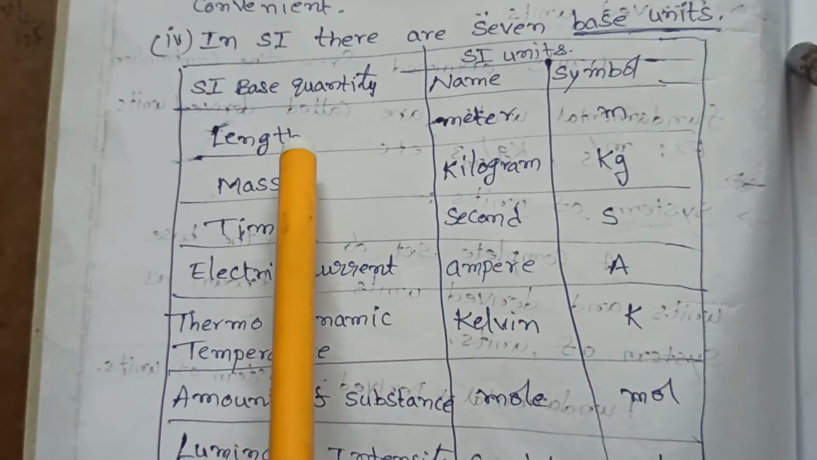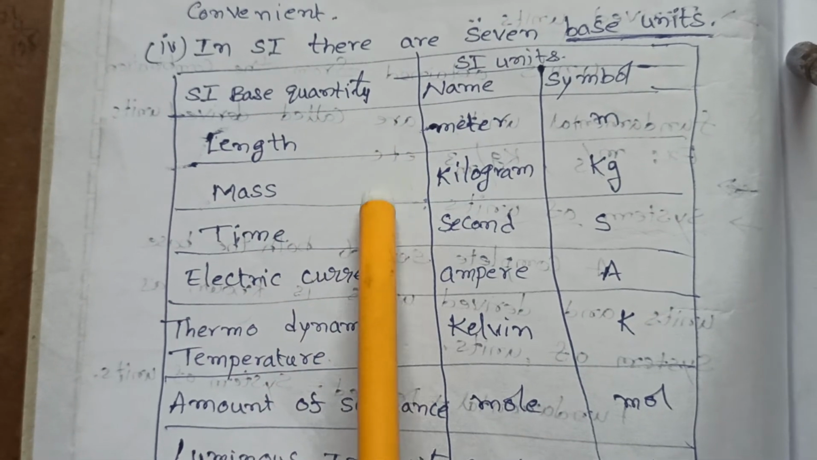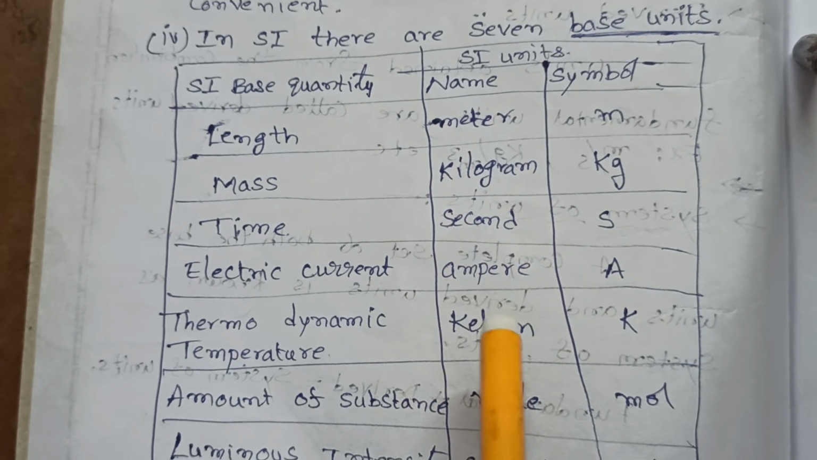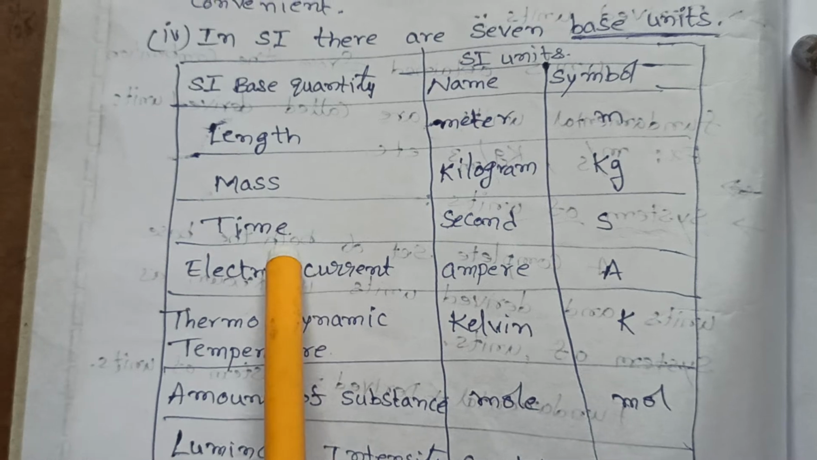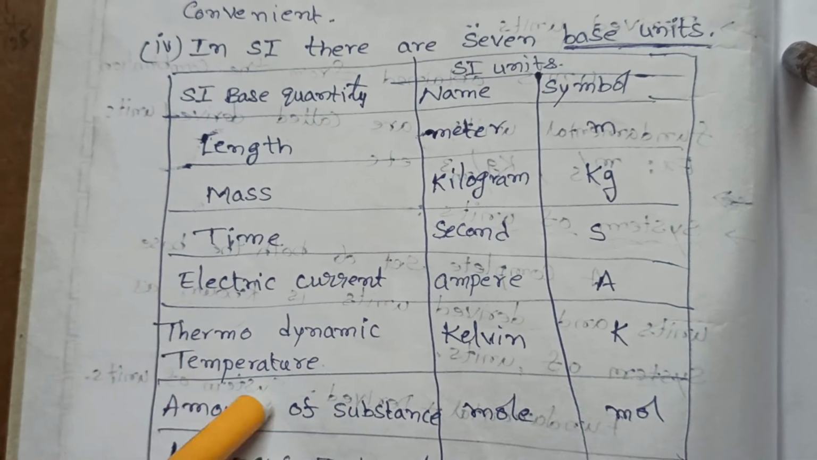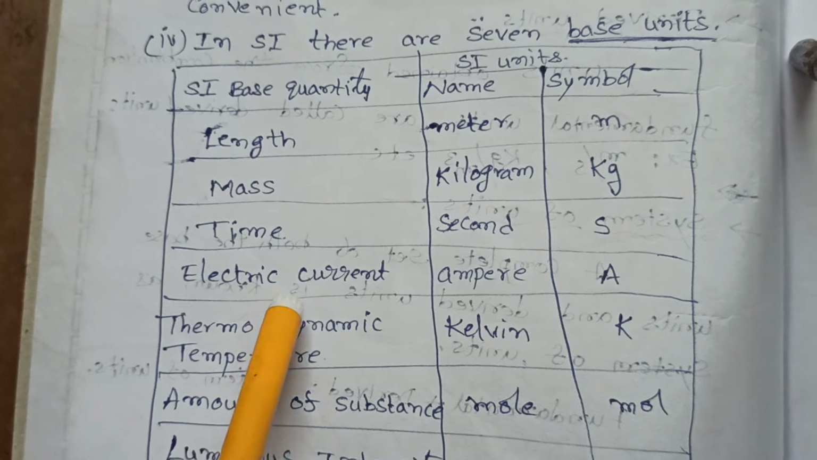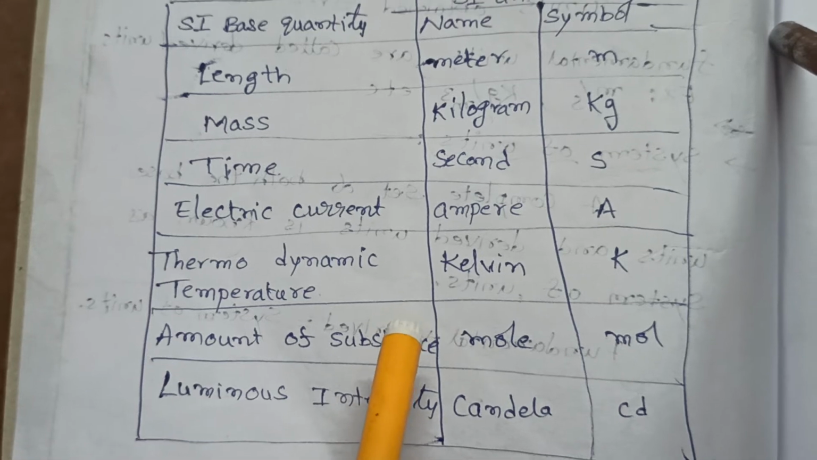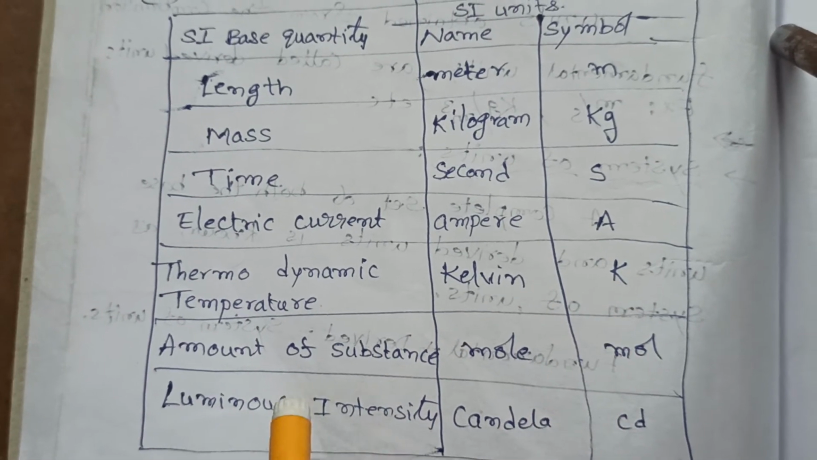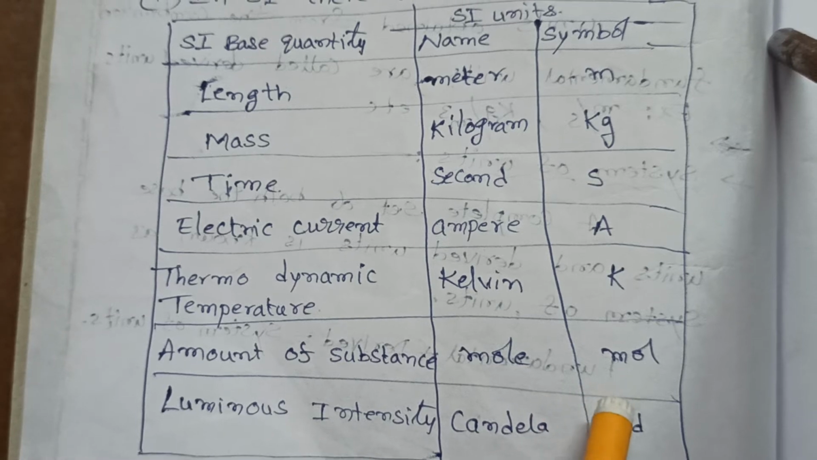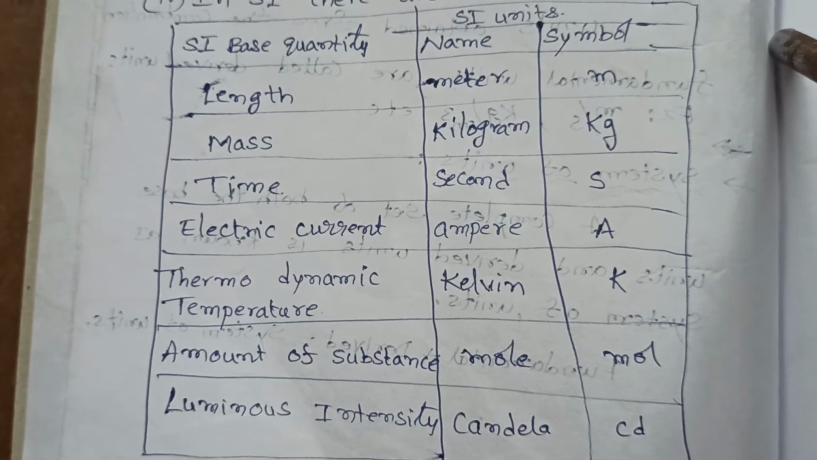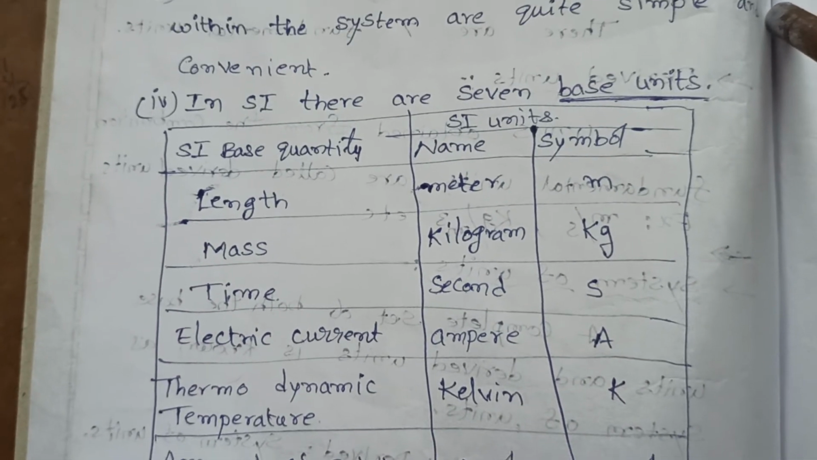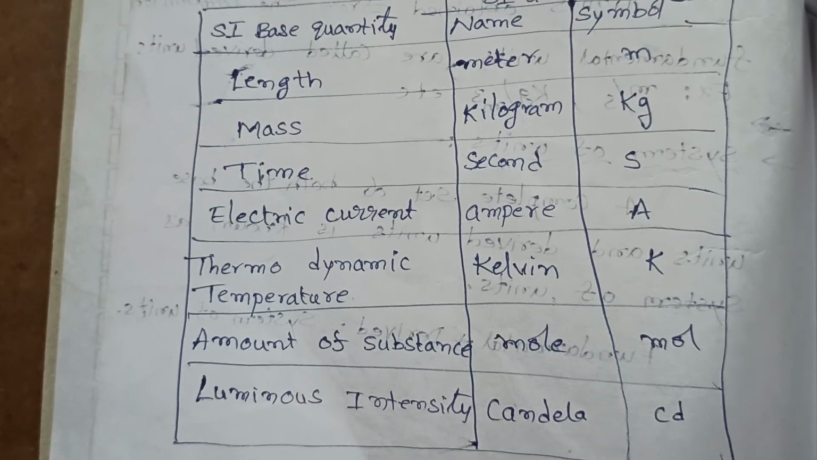We already know length, mass and time. In the MKS system also you can observe the same things. Now, for these 3, 4 more are added to the SI system. The next ones are electric current, ampere, A; thermodynamic temperature, kelvin, K; amount of substance, mole, mol; luminous intensity, candela, cd. These are the 7 base units in the SI system.